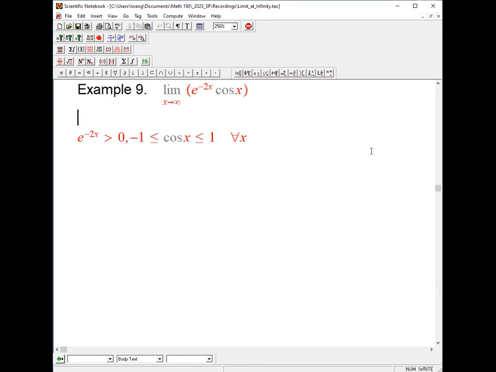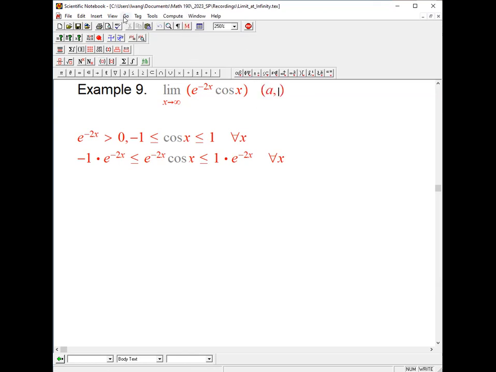So based on these two facts, I'm going to multiply e to the power negative 2x on every side, on this side and on this side. But it is still true, and that is still true for any x. But the setting we're considering for x is what kind of setting?